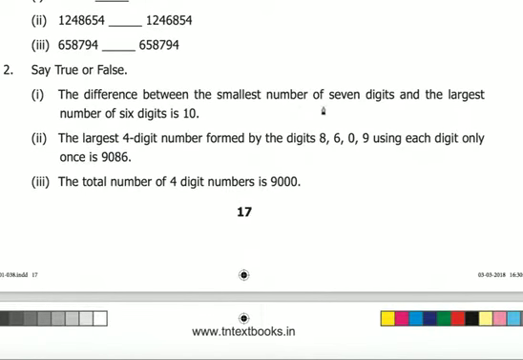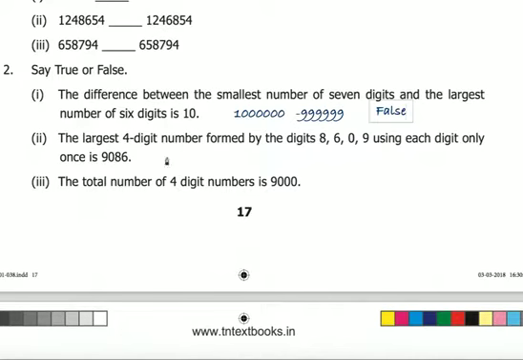Okay, the difference between the smallest number of 7 digits and the largest number of 6 digits is 10. Smallest number of 7 digits is 1 followed by 6 zeros. This is the largest number of 6 digits, all 9s. Difference is not 10, it is 1. So this is false.